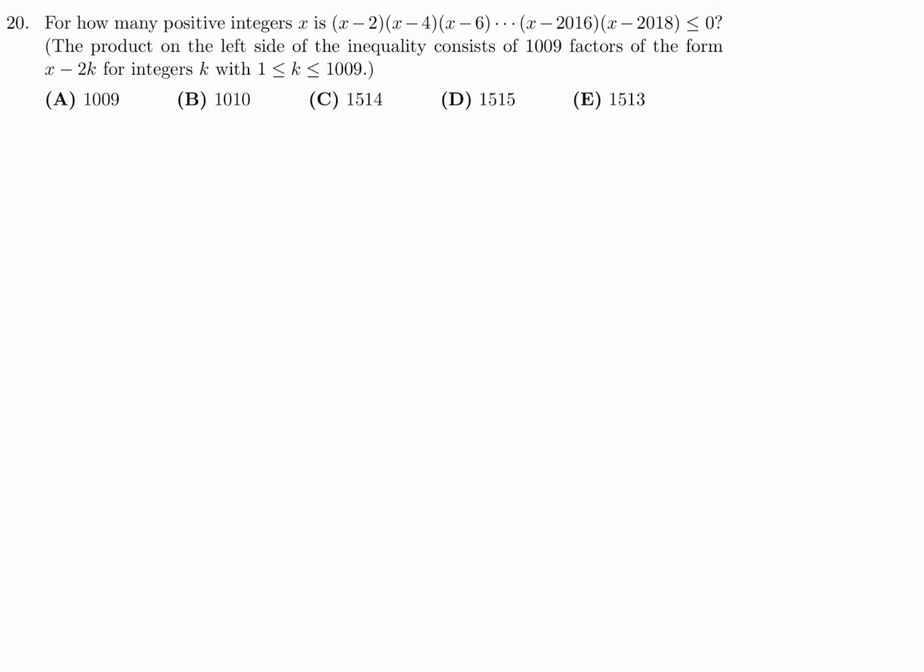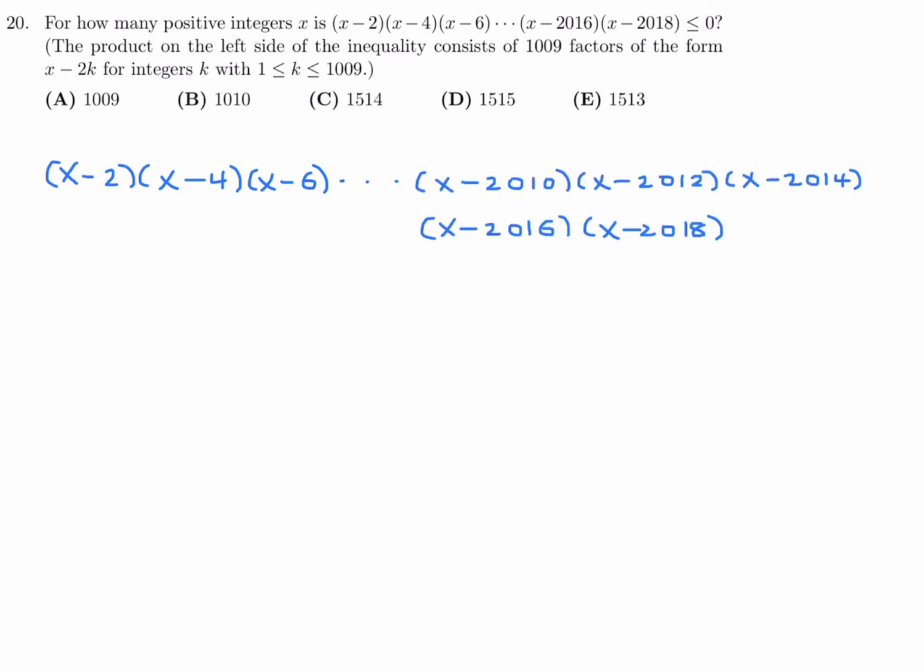For how many positive integers x is (x − 2)(x − 4)(x − 6)...(x − 2016)(x − 2018) less than or equal to 0? Okay, so let's talk about this. I think it will be easier if I go from the opposite direction. So what I'll do is write out a few of them. I don't think I'll need too many, just a few.